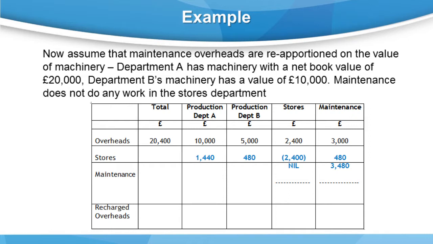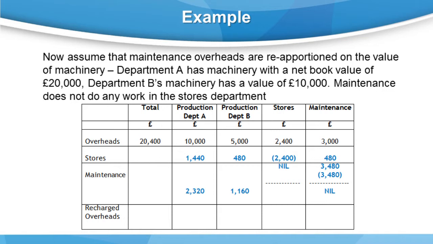Now we can reapportion the maintenance costs, this time on the basis of the value of the machinery. The total value of machinery is £30,000, with £20,000 in Department A and £10,000 in Department B. The maintenance department costs of £3,480 are therefore split in the same ratio between Department A and B. There is no reapportionment to stores as they don't use the maintenance department.